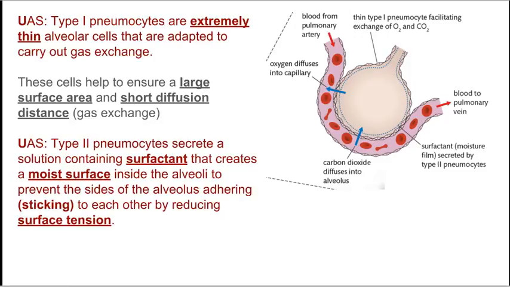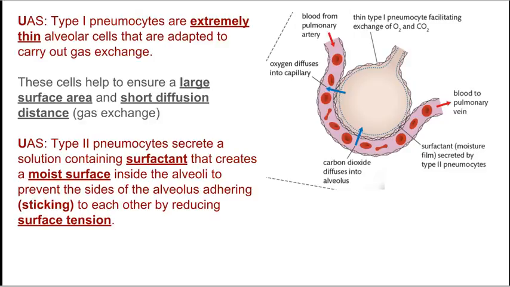Another understanding is type 2 pneumocytes, which are very different. They secrete a solution containing surfactant. Now this surfactant creates a very moist surface inside the alveoli, and it basically decreases the water tension. And this prevents the sides of the alveoli sticking together or adhering together, which could lead to damage and reduce the level of diffusion, by reducing the surface tension of the water.